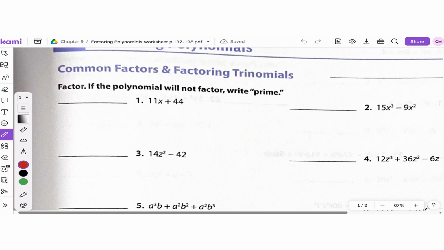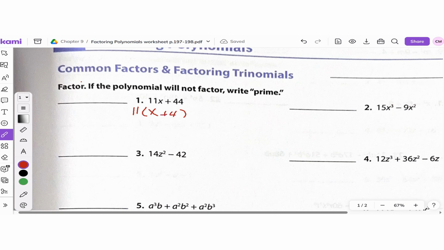So looking at number 1 here, we need to be looking at these two terms and determining what is a number that can divide into both 11x and 44. So I automatically know that 11 is a common factor. So I'm going to go ahead and divide both terms by 11. 11x divided by 11 leaves me with x. 44 divided by 11 leaves me with 4.